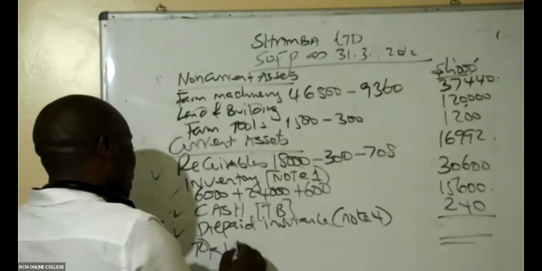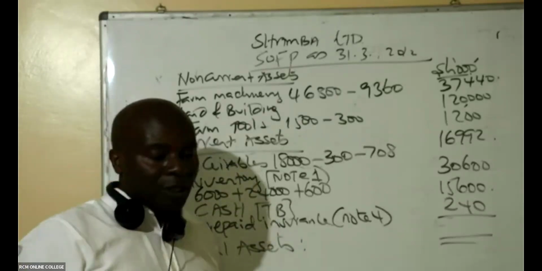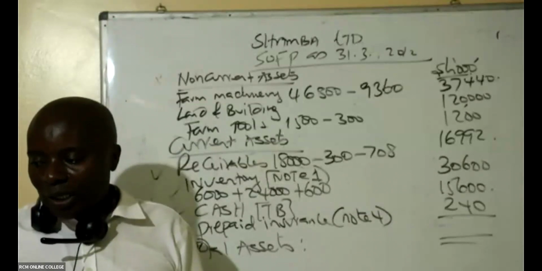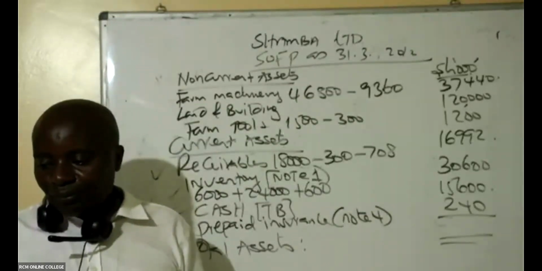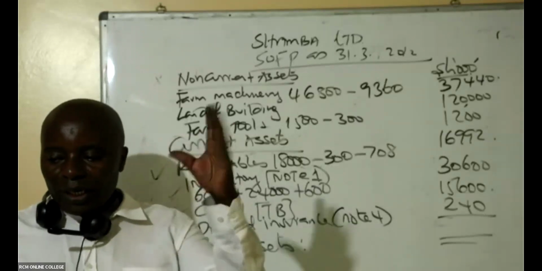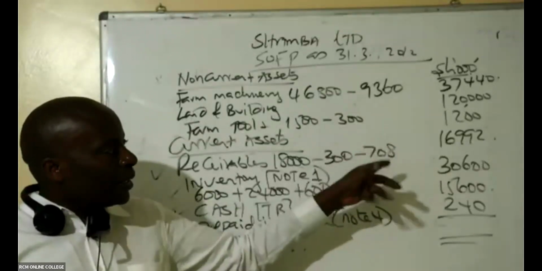So please give me all the total assets here. How much do we have? Total assets. Is there somebody who can just add for us and give us total assets? Like a ninja. The 7,440 plus 120,000 plus 1,200 plus 6,992.